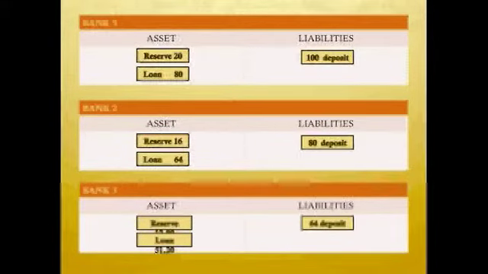Creation of money when there are many banks. Mary makes an initial deposit of $100 in Bank 1 and the bank deposits the entire $100 with the Fed.